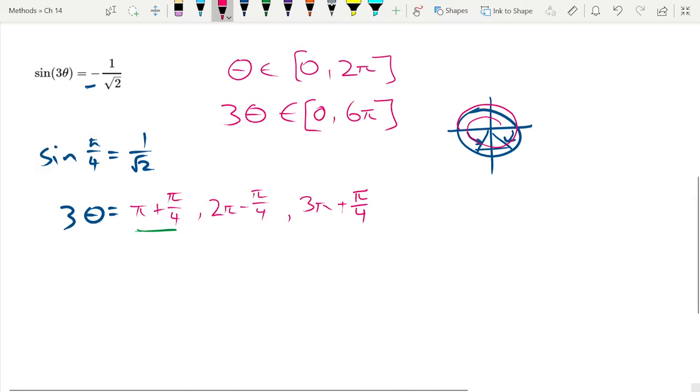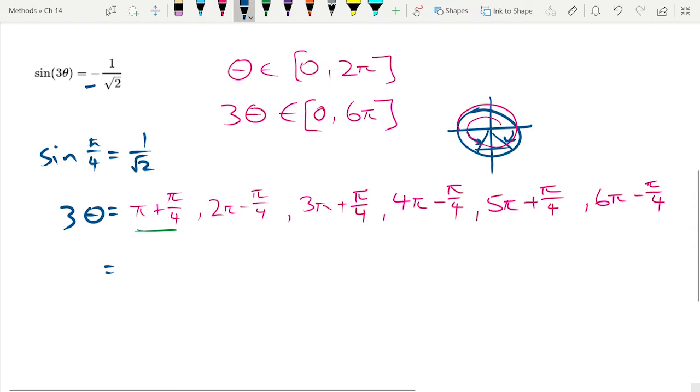Our next solution would be 4 pi minus pi on 4, and then we go around again to 5 pi minus pi on 4, so 5 pi plus pi on 4, and then 6 pi minus pi on 4.